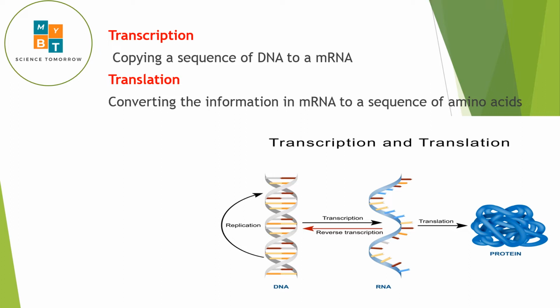This process starts in the nucleus, and you can divide it into two simultaneous processes, that is transcription and translation. Transcription means copying of a sequence of DNA to an mRNA. This happens inside the nucleus. So the genetic information in the DNA will be converted into mRNA.